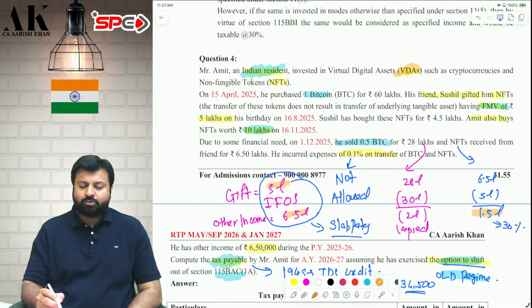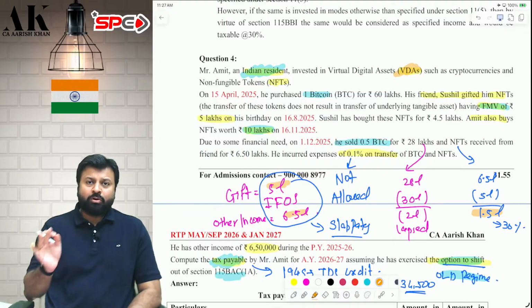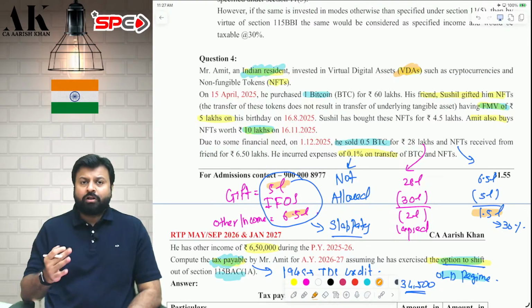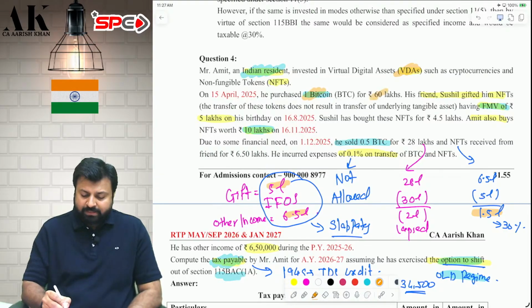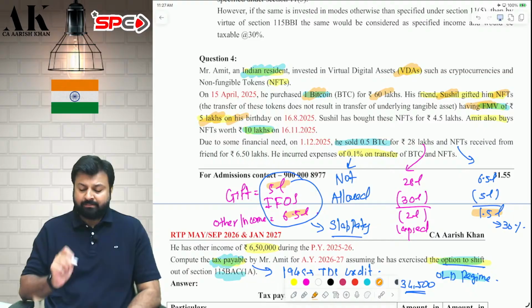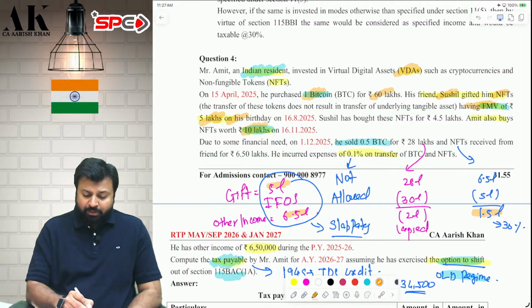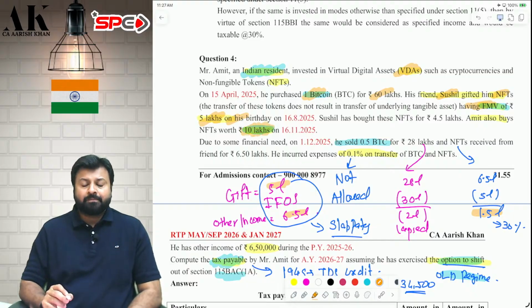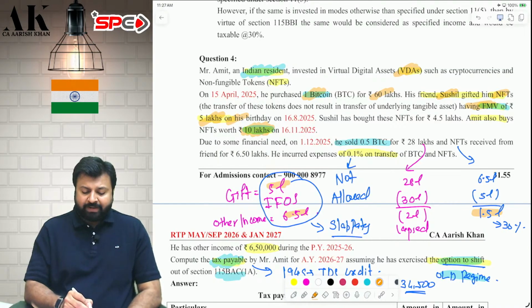Amit is purchasing some virtual digital assets like cryptocurrencies and some non-fungible tokens, NFTs. So what all things has he purchased? He has purchased one Bitcoin for 60 lakh rupees, first thing. Then his friend Sushil has given one NFT whose market value is 5 lakh rupees on his birthday, second thing. Then Amit also bought one NFT for 10 lakh rupees. So Amit has bought one Bitcoin, then he got one NFT as a gift from his friend, and then he bought another NFT.